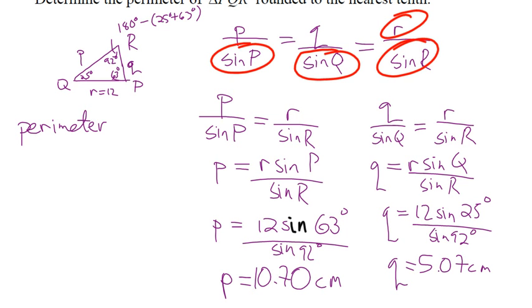Oh, you rounded it to 2. This one gives 5.0745. So you guys have 5.0745? No, I have 5.075. 5.0745.